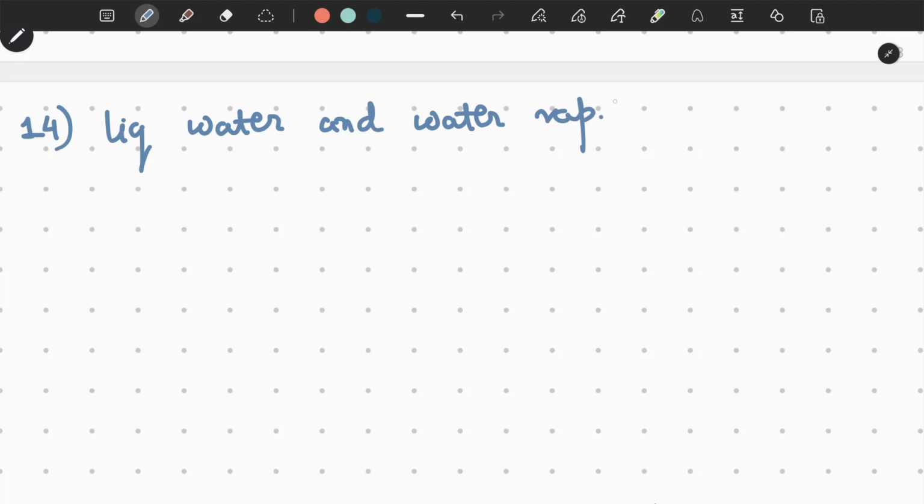So question number 14. Now you can do it. Liquid water and water vapor in equilibrium at 1 atm. Now calculate the components, phases, and degrees of freedom. Is the question clear?